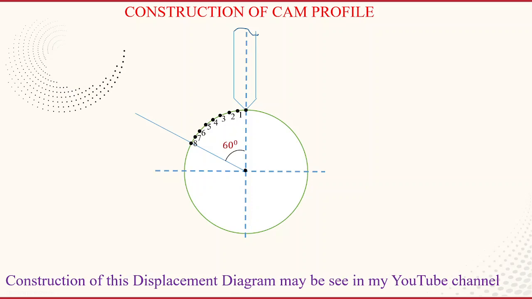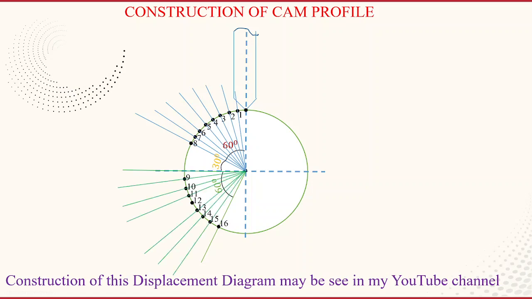From each point, from the center of the cam, draw the lines. The length is unknown, you can draw any length, and after that you need to locate the points on these lines. Then we go for the dwell period. The dwell period is 30 degrees. Next is the return stroke. Measure the angle from this, and that angle is 60 degrees. This portion is also divided into the same number of divisions as in the displacement diagram. Use the same sequence of numbers 9, 10, 11, 12, 13, 14, 15, 16, and from the center of the cam draw the lines.